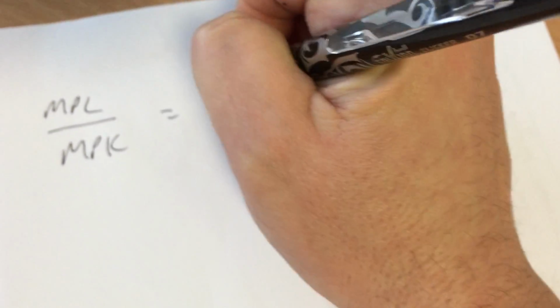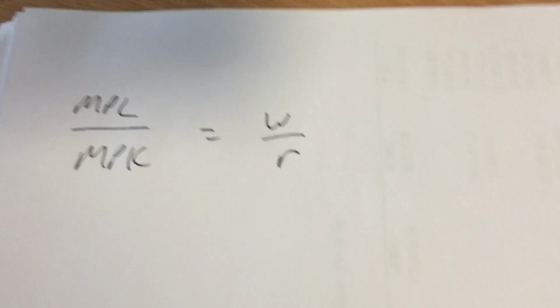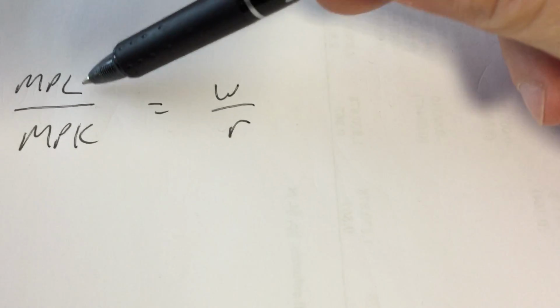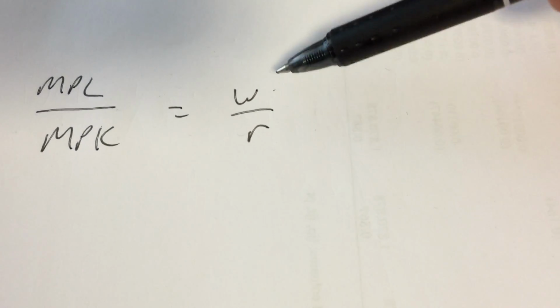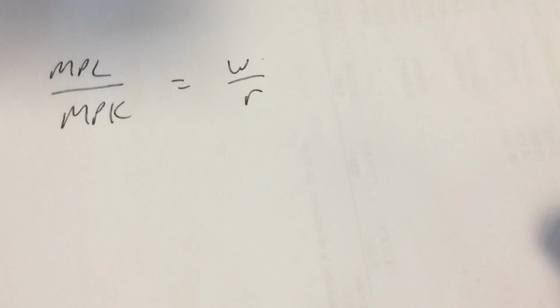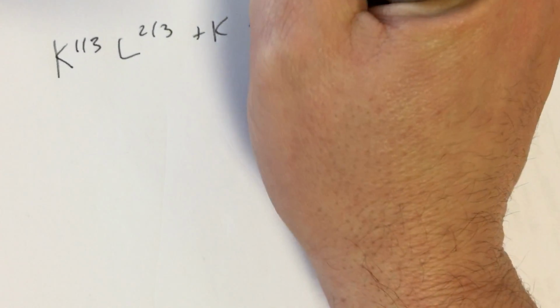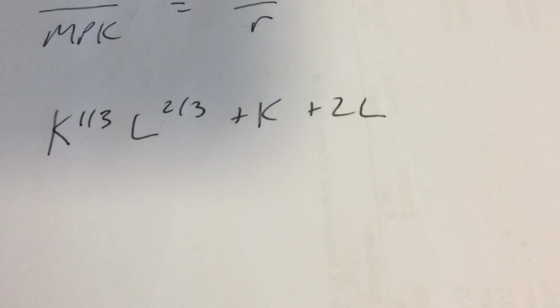Marginal product of labor over the marginal product of capital equals the wage rate over the rental rate. So again, it doesn't matter what's on top, what's on bottom, as long as whatever's on top here is the same as whatever's on top over here. So we've got our production function, k to the 1/3 L to the 2/3 plus k plus 2L. So what's the marginal product of labor?